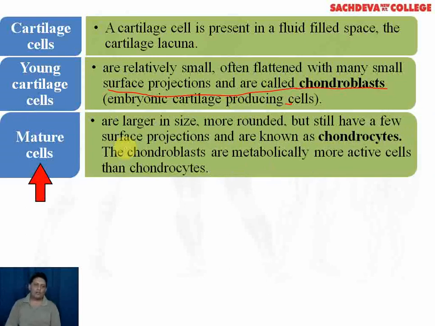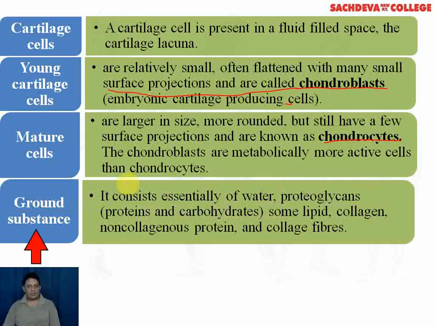The mature cartilage cell becomes larger in size, more rounded, and they still have a few surface projections. Now these are known as chondrocytes. So there is a difference between chondroblast and chondrocyte. When the cell is young and in the forming stage, it is called a chondroblast. But a mature cell still contains some projections. Now they are known as chondrocytes.